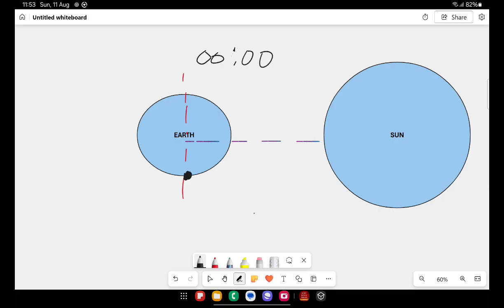Let us take this to be the point that the sun's rays are falling on Earth directly at. Now, for every degree that this point shifts, let's say that this point shifts towards this area, and then it shifts towards this point.